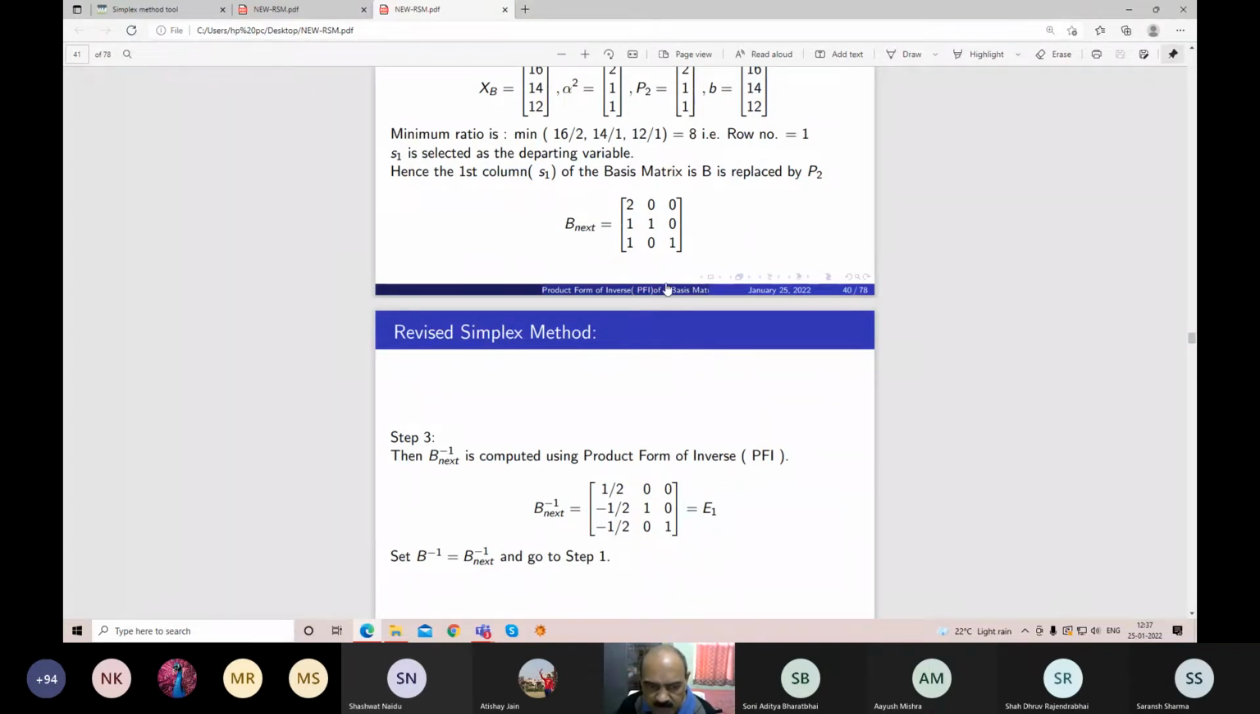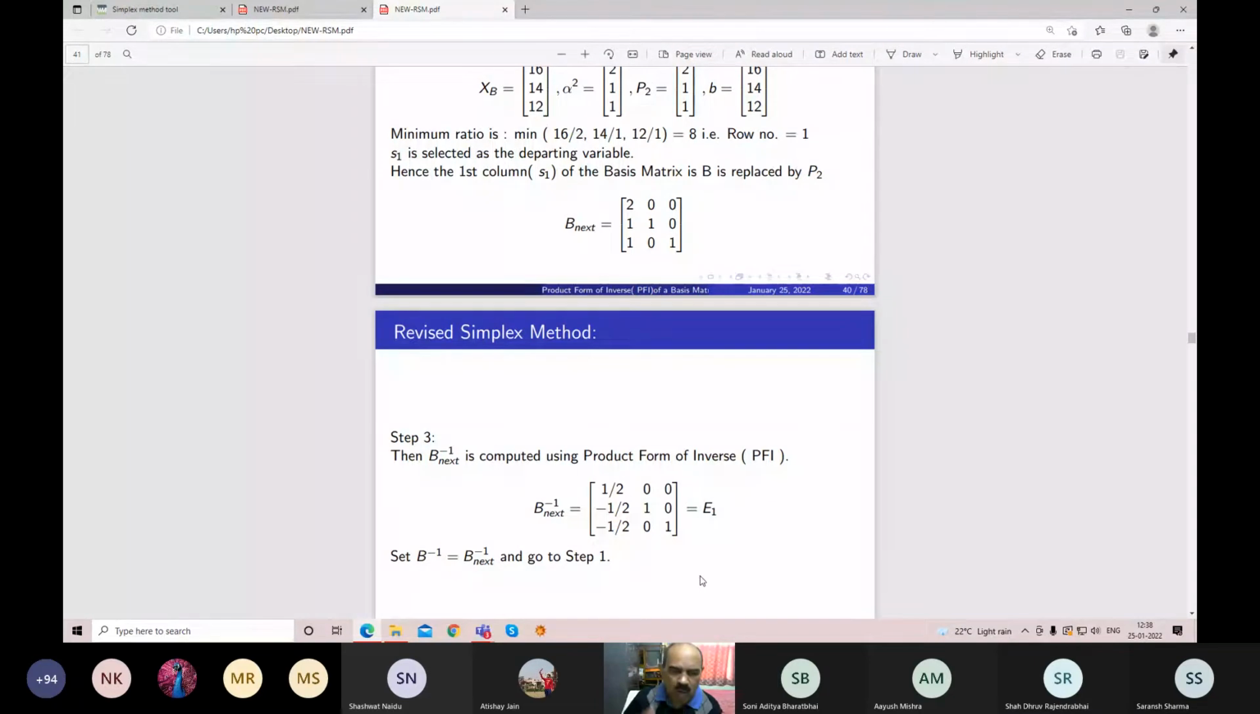Is it all right? Please check. If you say it is right, then I'll move to the next step. Yes, sir, it is very simple. When you compute an inverse, we usually do so many things. Here we are not doing many things. Simply we are using matrix multiplication. This B next inverse we can name as E1.